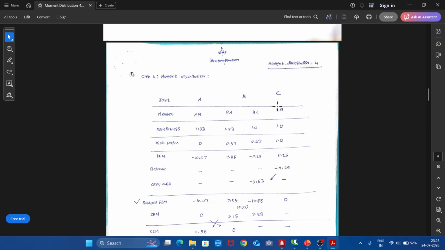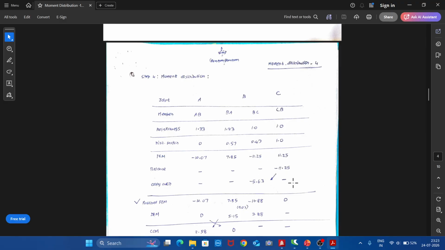So whenever you apply a moment at one end, half the moment will be carried over to the far end. So from CB to BC, BC to CB. For BC, this is the far end and this is the near end. For CB, this is the near end, this is the far end. So half the amount will be carried over to the far end. So minus 11.25 divided by 2 will be minus 5.63.